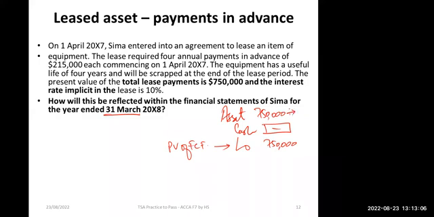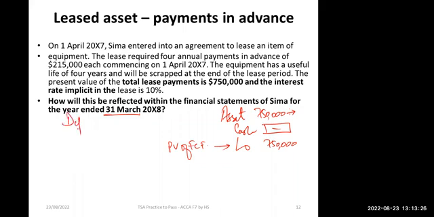This asset should be depreciated at the lower of lease period and useful life. But if the title of the asset will be transferred to the lessee at the end of the lease period, the asset will be depreciated at useful life. Remember these points.